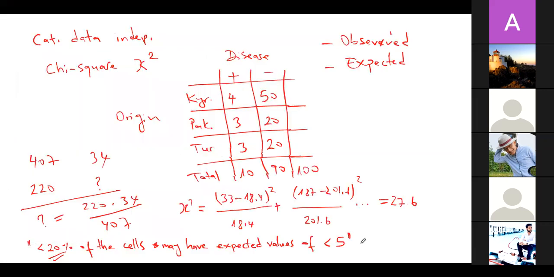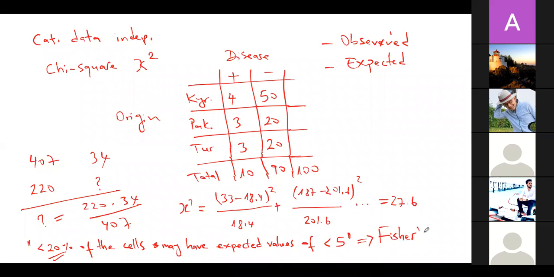Instead of the chi-square test, in this case, I should do what? Pearson correlation? No. It starts with F. Fisher's exact test. Okay. So chi-square, always remember chi-square with Fisher's exact.